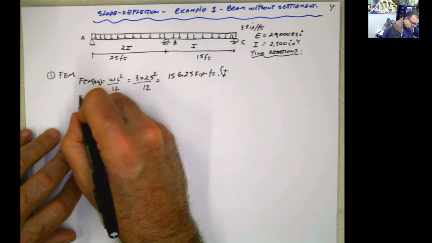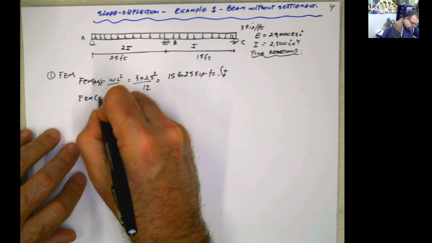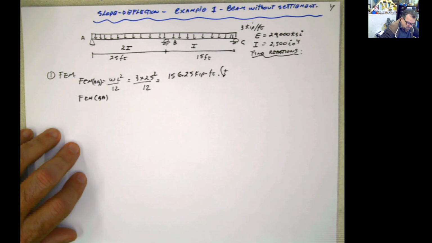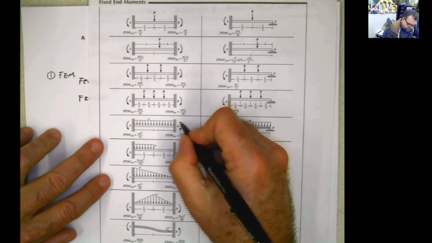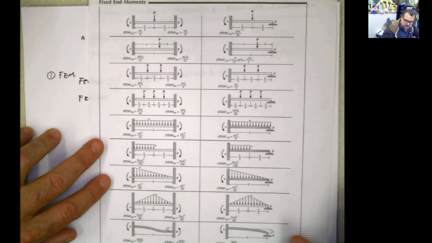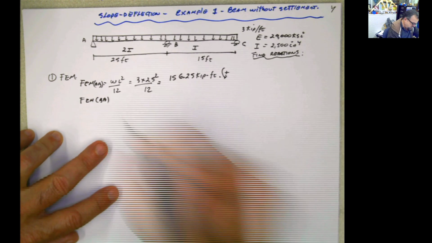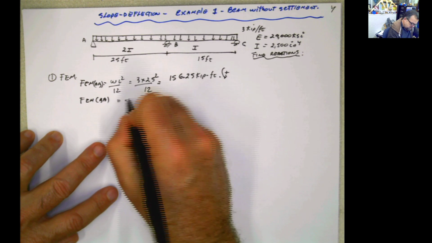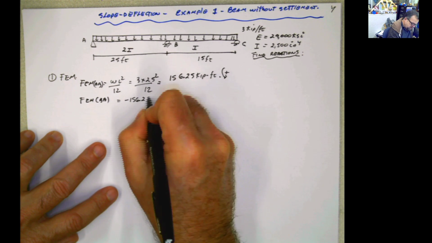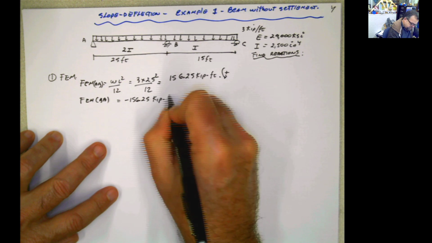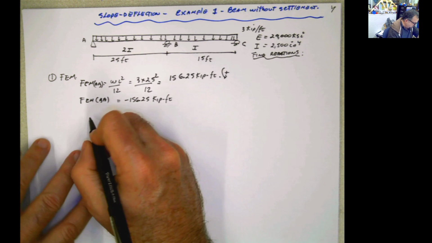Now the fixed end moment for BA is the same situation, but it's gonna be this one, so it's gonna be negative, like that. So it's going to be negative 156.25.